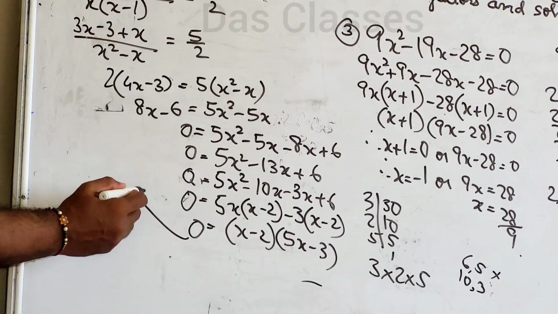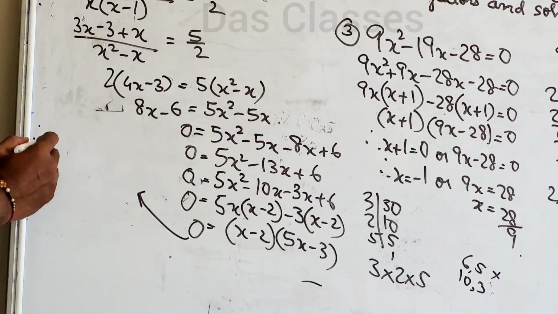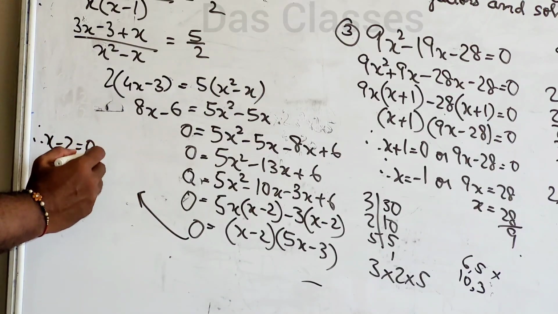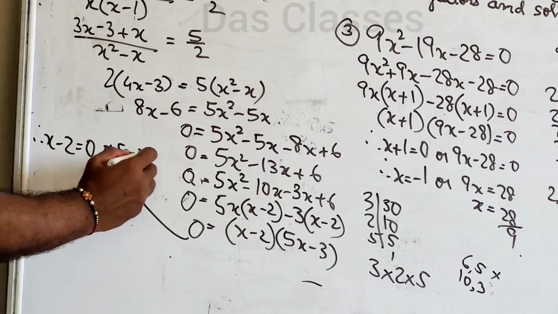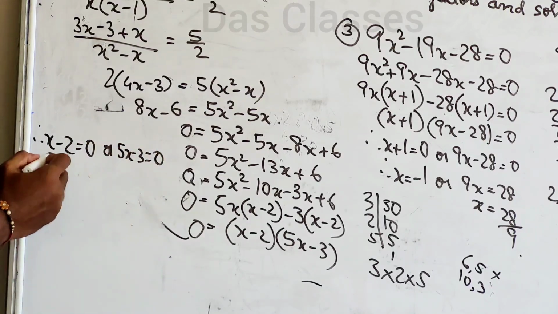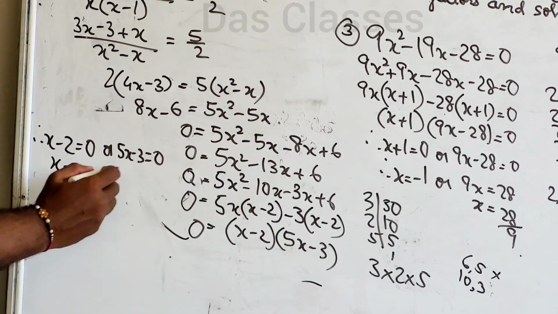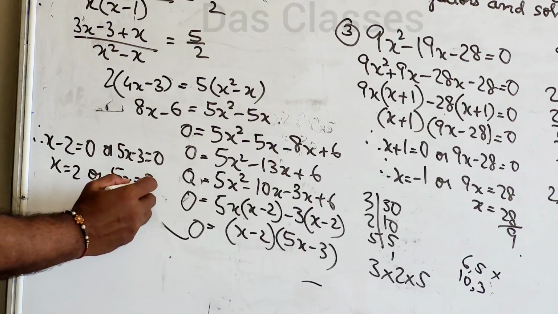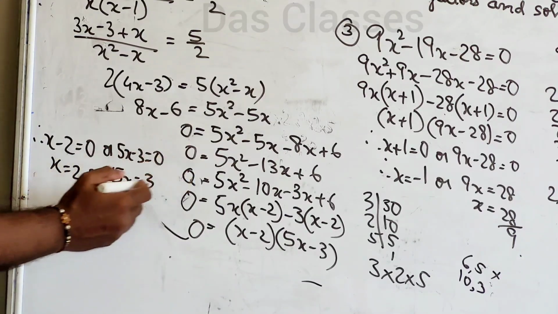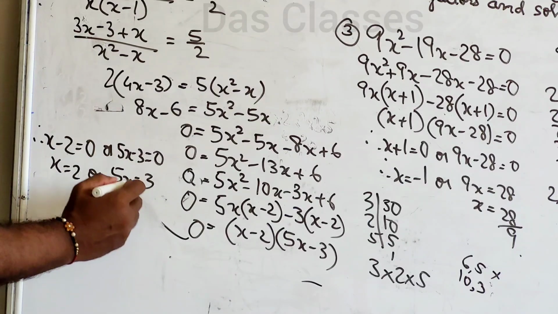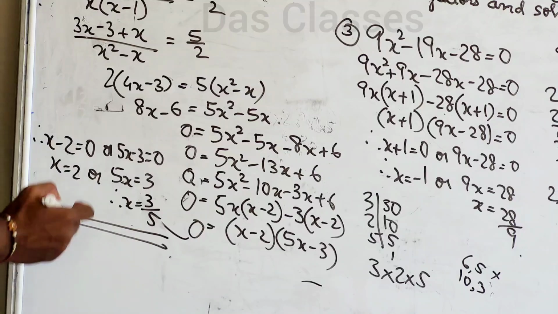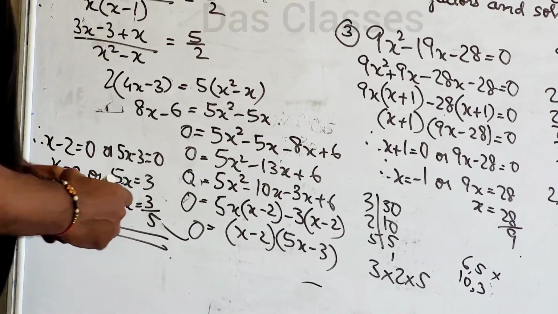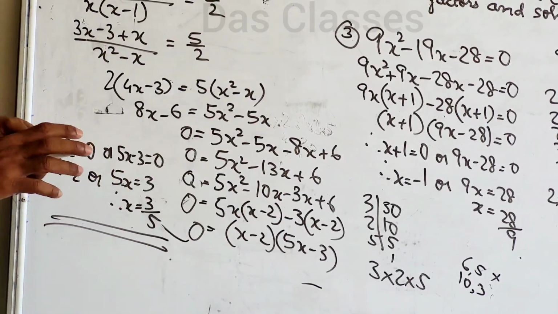So we'll continue it here. Therefore, x minus 2 is equal to 0 or 5x minus 3 is equal to 0. So x will be equal to 2 or 5x is equal to 3. Minus will go that side, it has become plus. So x would be, this is multiplication, it goes to the other side, it becomes division. So the answers are x is equal to 2 and x is equal to 3 upon 5.